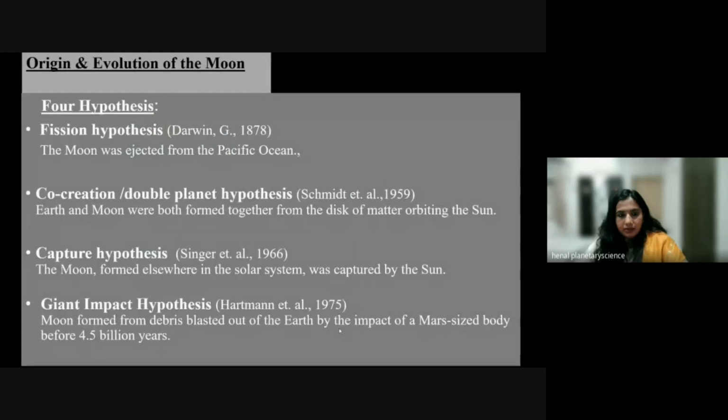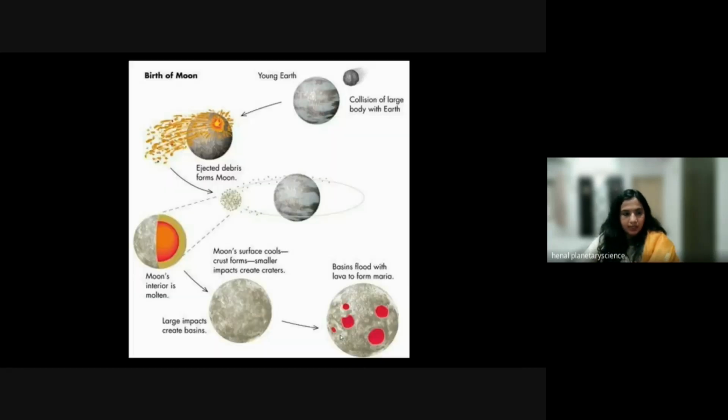Yes. Slides are okay. So there are four major hypotheses that have been proposed up to now for the origin and evolution of the moon. There are fission, co-accretion, capture, and giant impact hypotheses. But the most widely accepted is the giant impact hypothesis, which we will see in a schematic in the next slide. So this picture explains the giant impact hypothesis.